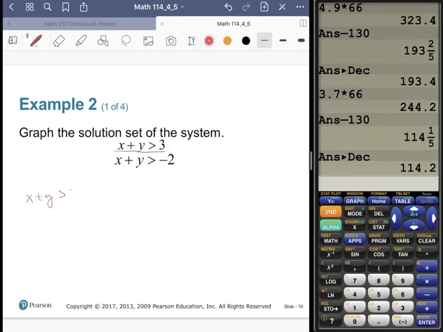So x plus y is greater than 3. Minus x to both sides. So I have y is greater than negative x plus 3. Let's do the other one. Let's name that orange, gray, yellow. So I have x plus y is greater than negative 2. Minus x to both sides. So y is greater than negative x minus 2.